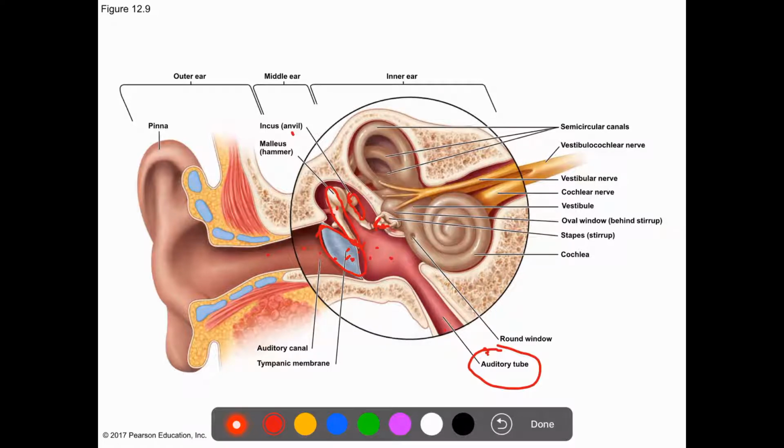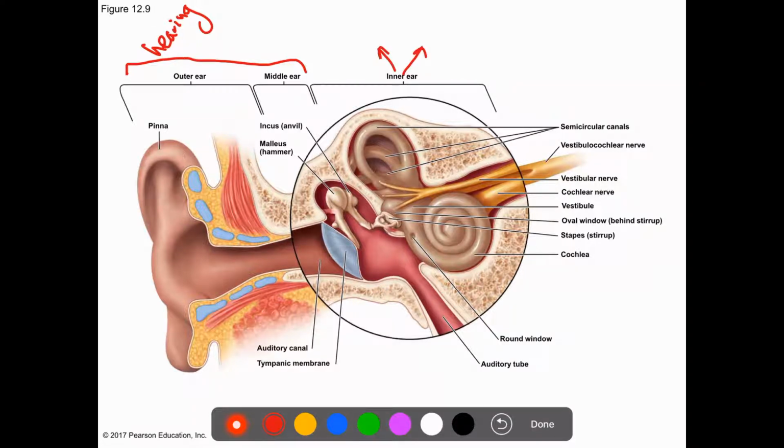Then we have the inner ear. And the inner ear is the most complex part of the ear because it has several structures. Now, for the outer and middle ear, their main function is hearing. Both are helping in hearing. The inner ear actually has two functions. One of them is hearing, and the second one is balance.